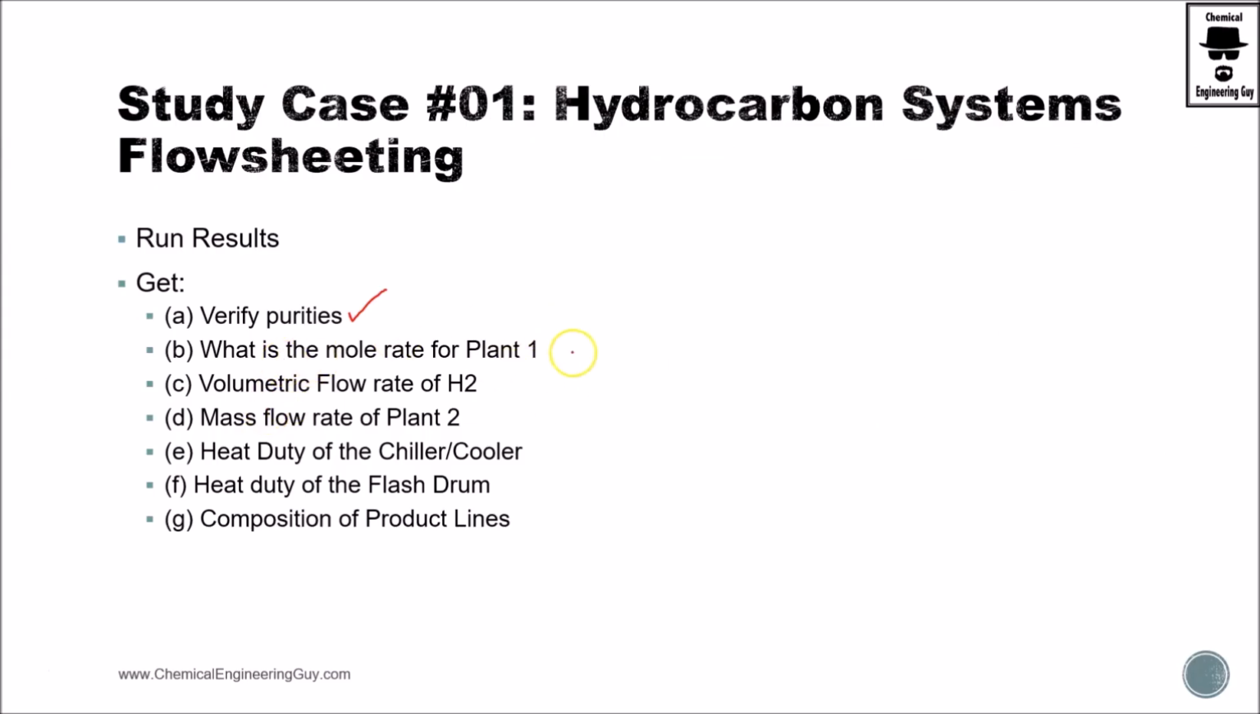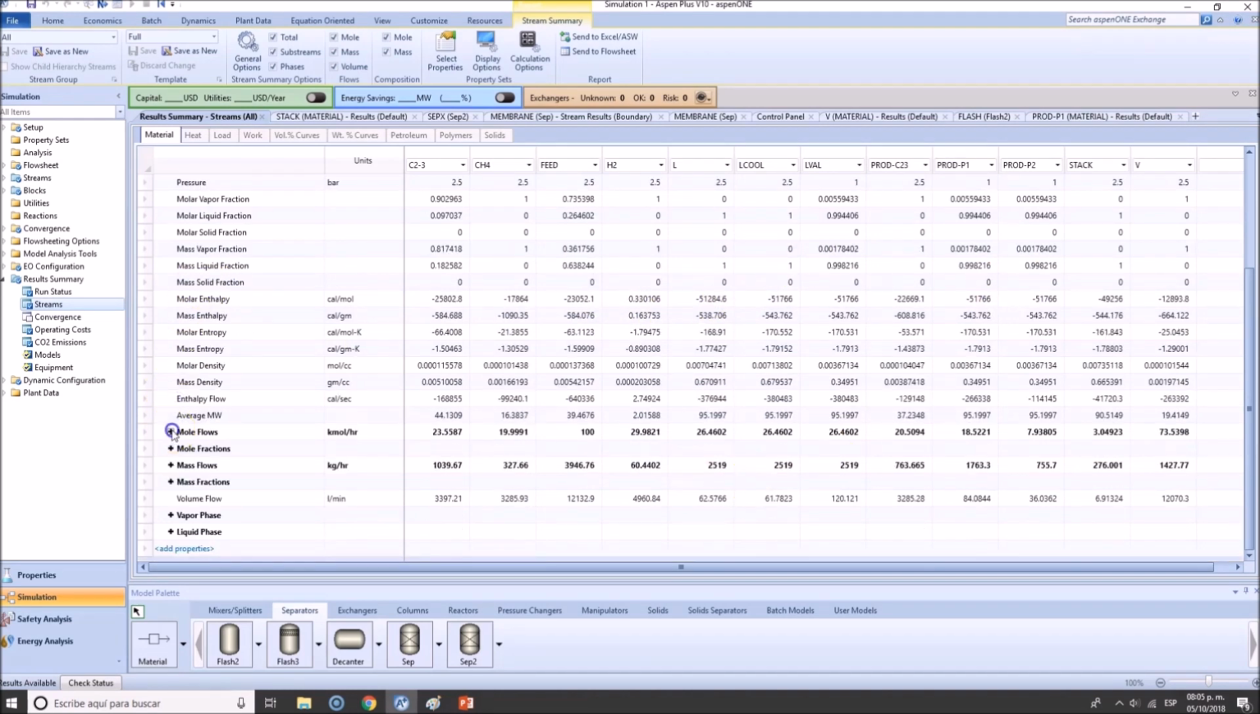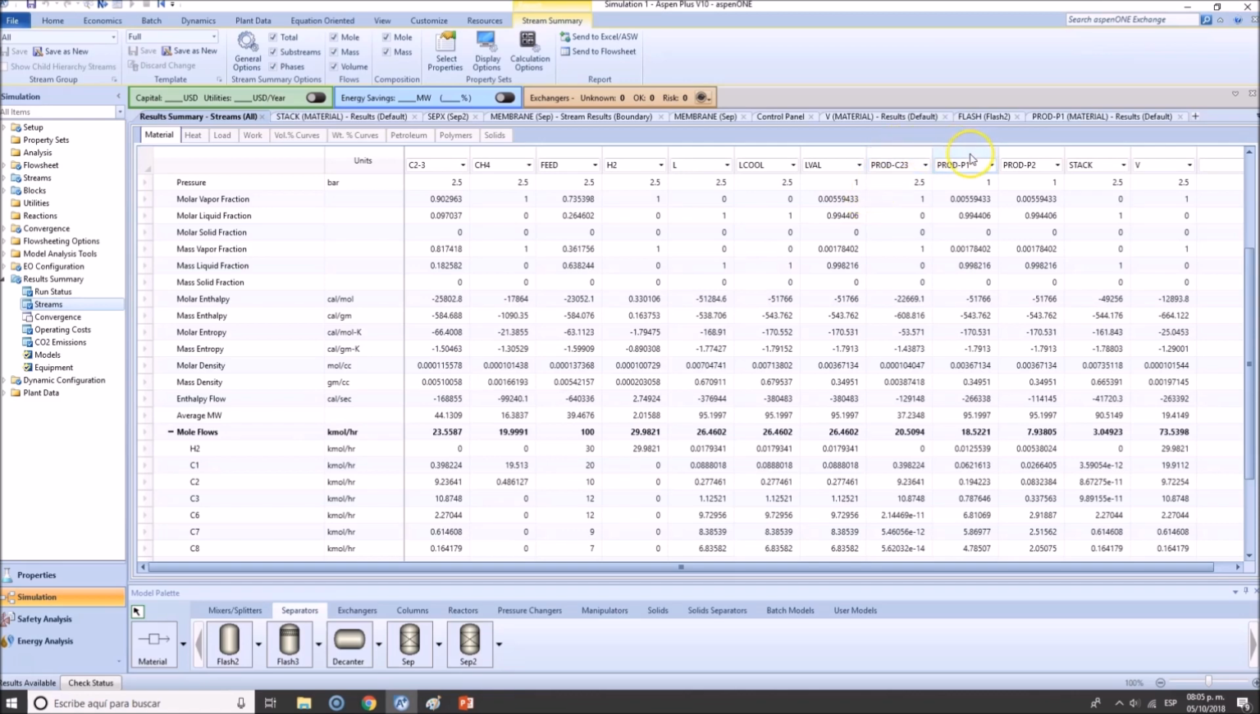What do we have here? What is the mole flow rate for plant one? So how much are we sending right now? You just open here, go to mole flow rates. You're talking about plant one here. And we're sending 18.5 kilomole per hour to plant number one.